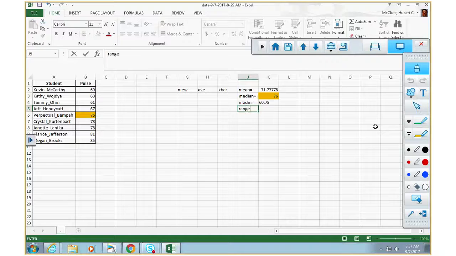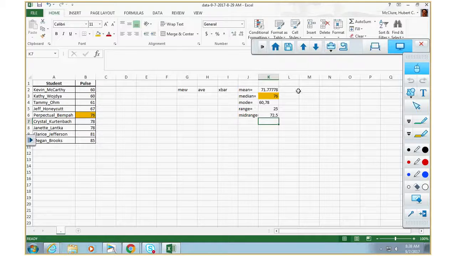Range. Highest minus the lowest. Mid-range is the same thing as the old midpoint. Take the two numbers, the highest and the lowest, and what do you do to them? You add them up and average them. So the highest plus the lowest, divided by what? Two.